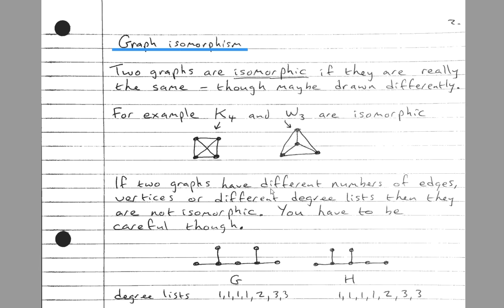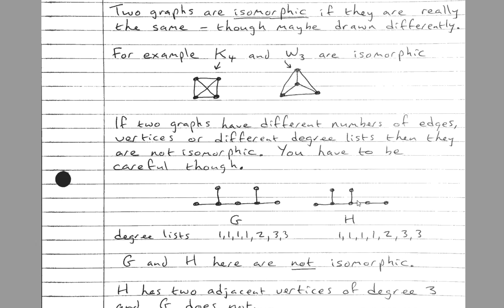So if 2 graphs have different numbers of edges, or different numbers of vertices, or different degree lists, then they're not isomorphic. There's no way to redraw them to look the same. Yeah, you do have to be careful though. You can have graphs that do have the same number of edges, vertices, and the same degree lists that are not isomorphic.